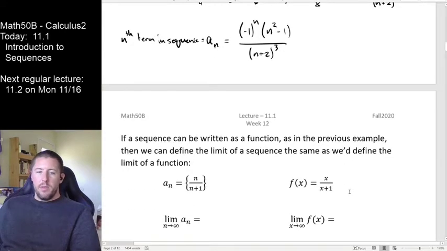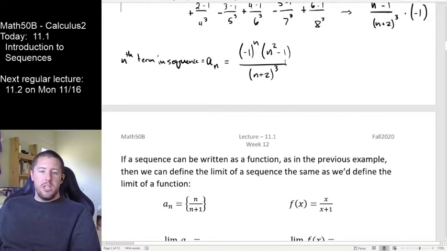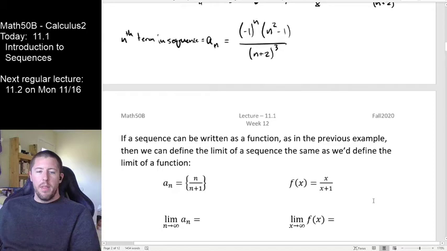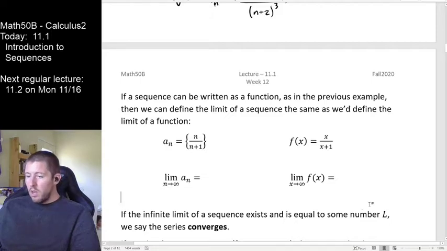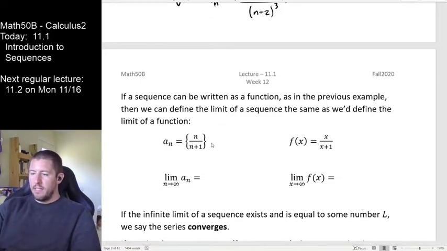So if a sequence can be written as a function, like we just did in the previous example, then we can define the limit of a sequence the same as we define the limit of a function. So if I say that a sub n is the sequence n over n plus 1, I can think about what the terms are going to look like.